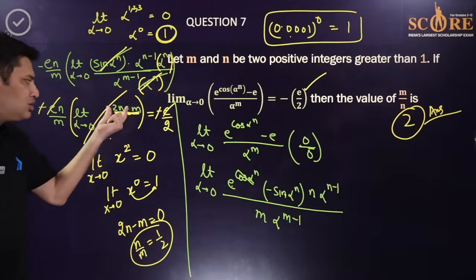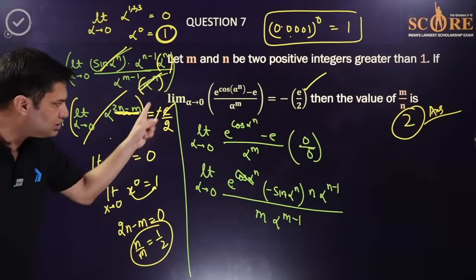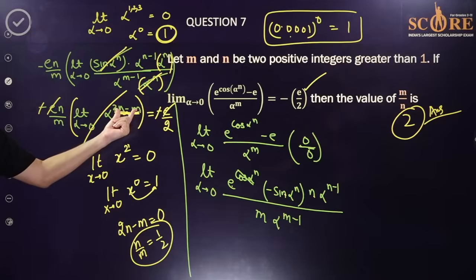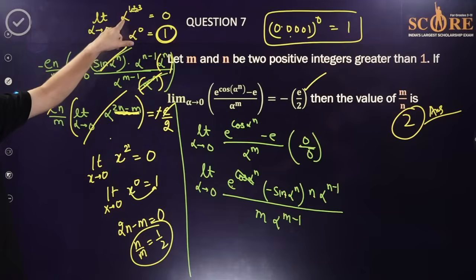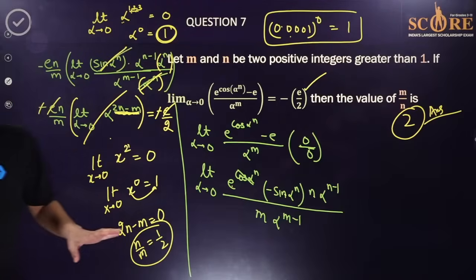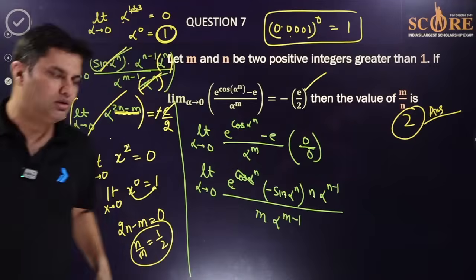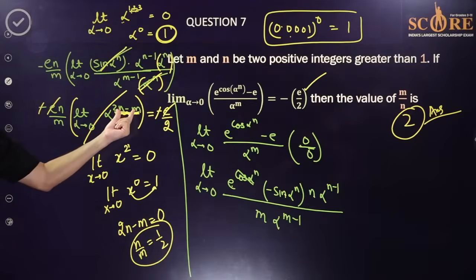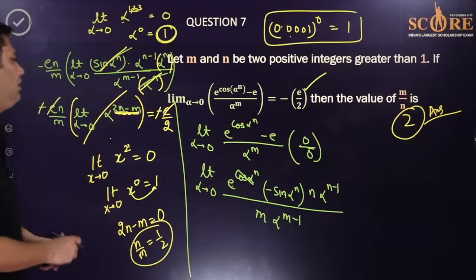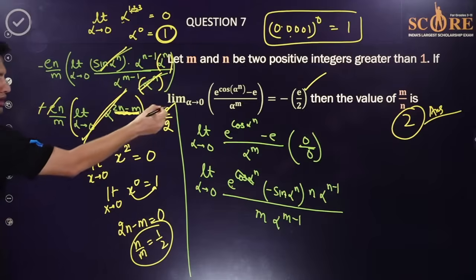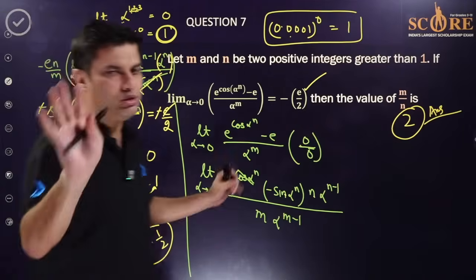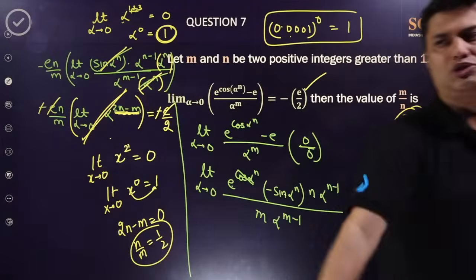So power has to be 0 if I want a non-zero number, because limit is non-zero. Otherwise, if power is not 0, then alpha to the power anything is 0 only. So answer would be 0. For answer to become non-zero, 100% this power should be 0. So 2n minus m should be 0. m by n is equal to 2. And anyway if this is 0 it will become 1. e and minus e cancelled. m by n from here also will be 2 only. So 2 is the answer. So that's the question.